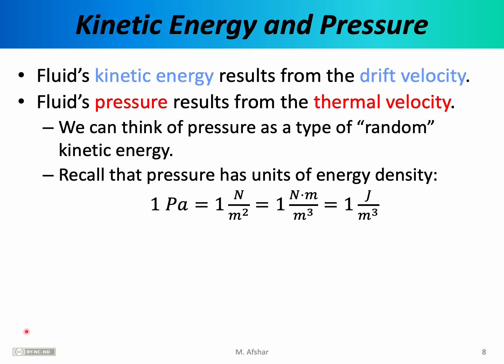What we have been describing as the kinetic energy of the fluid is really the result of the drift velocity or the average velocity of the molecules. So as the molecules overall move from the left end of the pipe to the right end of the pipe, that motion gives us the kinetic energy of the fluid. The pressure, on the other hand, is the result of the thermal velocity or the random velocity of the molecules. We can think of pressure as a type of random kinetic energy. So pressure really is a type of energy due to motion, but not the drift motion, rather the random or thermal motion of the molecules.